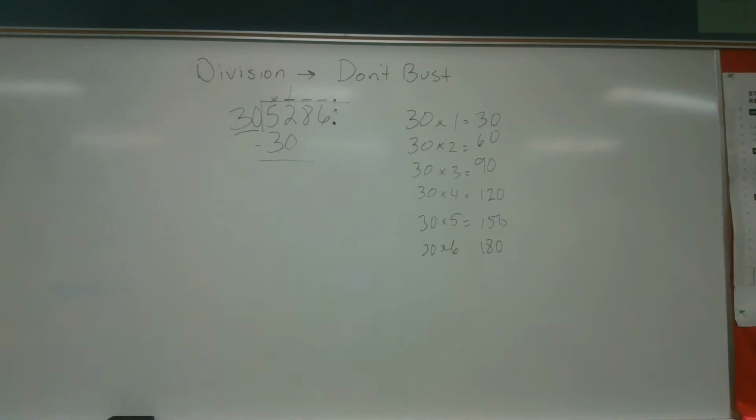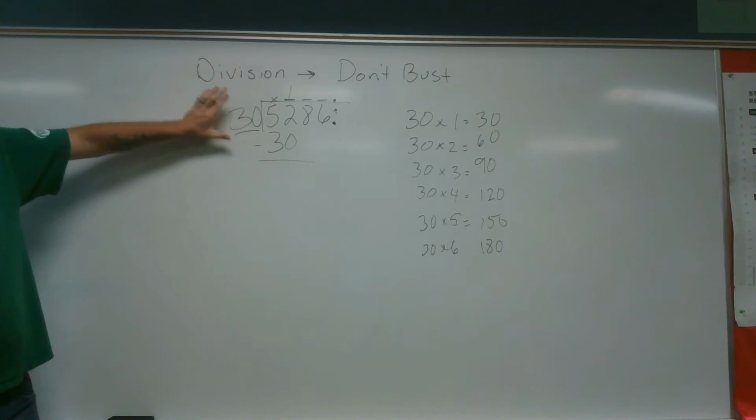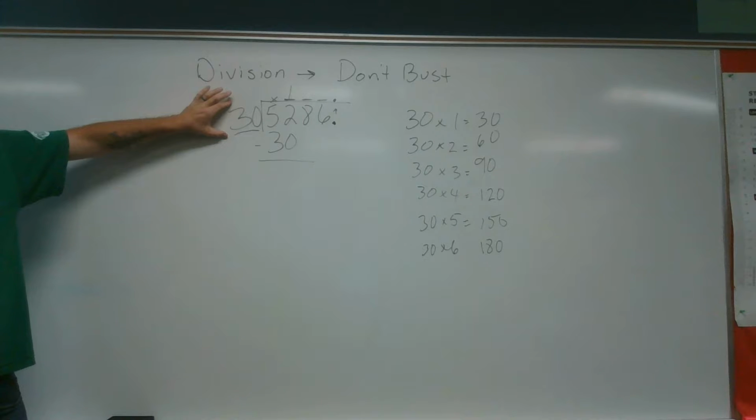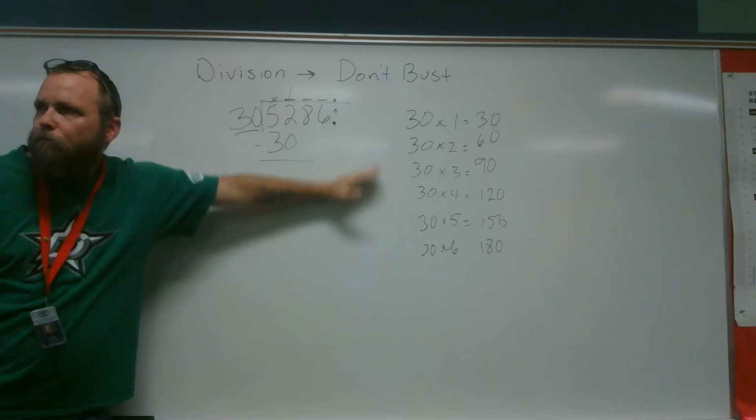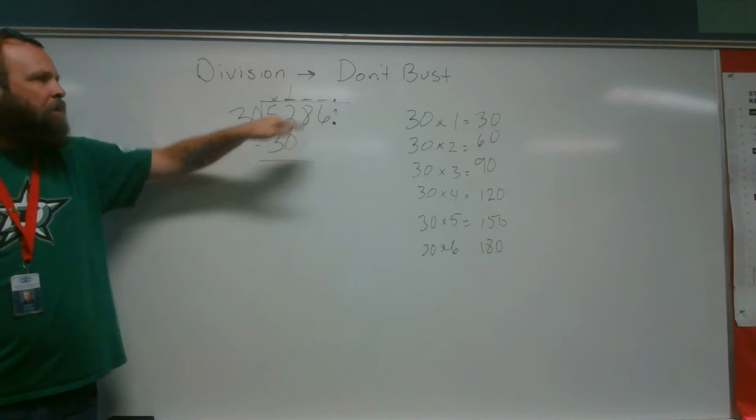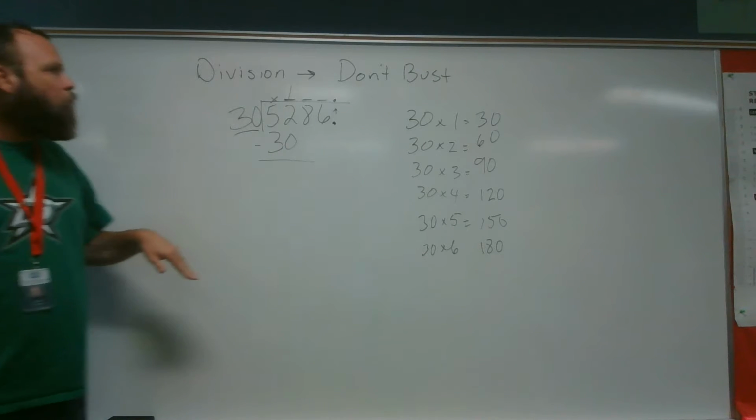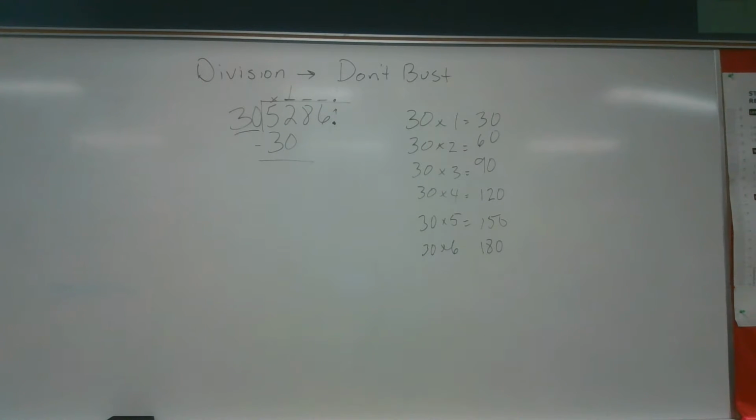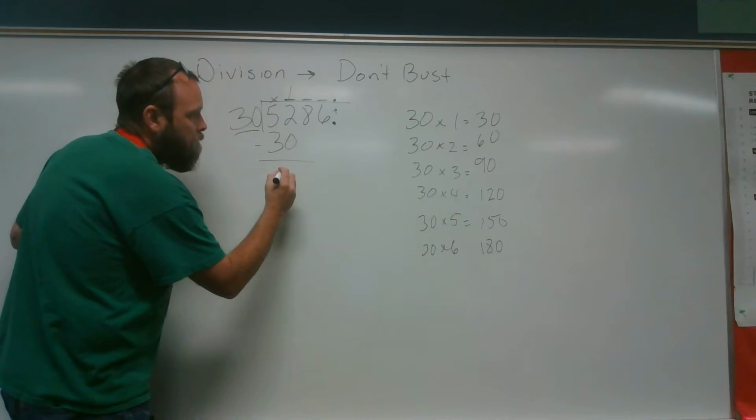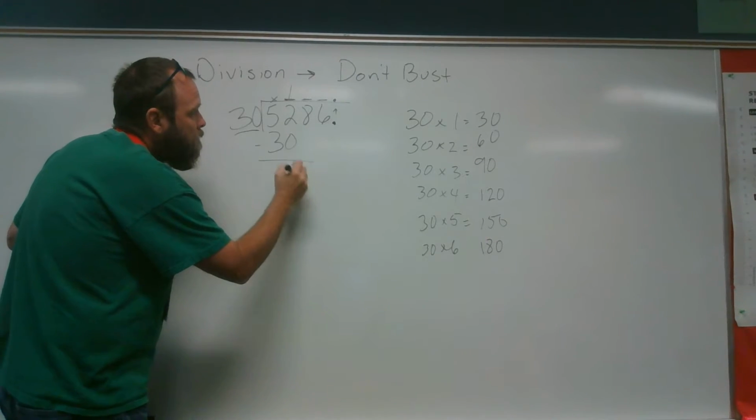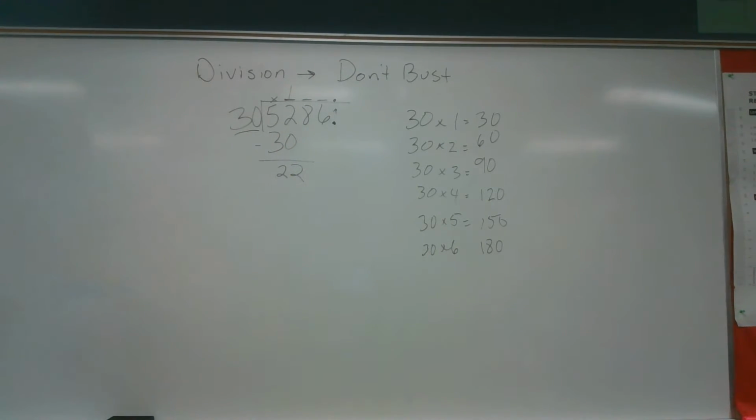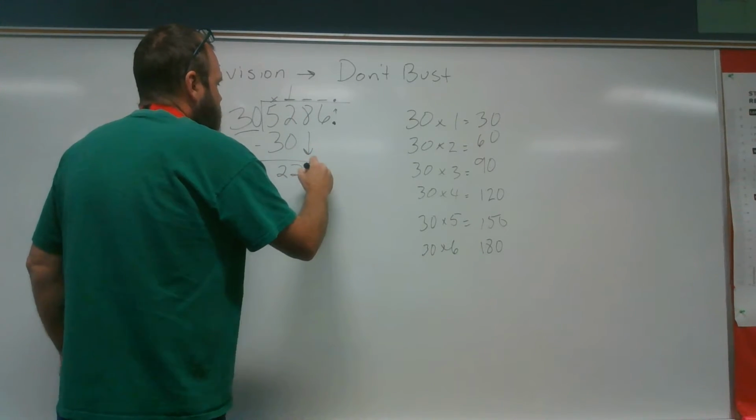Now when you subtract, you cannot ever have a number bigger than your divisor. That's why it's important to write these down, because you want to not bust, you want to get as close as you can to that number without going over. And Ian, what is the difference between 52 and 30? 22. Okay, is that greater than 30? No. So I'm good.